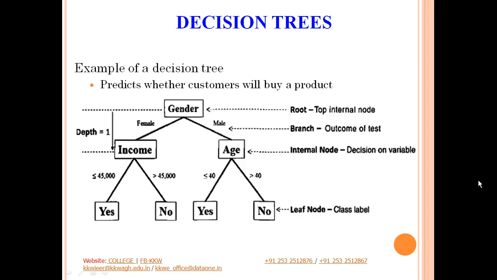So as you can see, all the nodes at the last level represent our leaf nodes, and they are nothing but our class labels. In this case, the class label can be either yes or no. Income and age are our internal nodes, so we are testing on different variables, and the root node is gender. If you consider the depth of age, it is 1, because that is the distance you need to travel to reach that particular node of age from the root node, that is gender. So this is just an example of a decision tree.